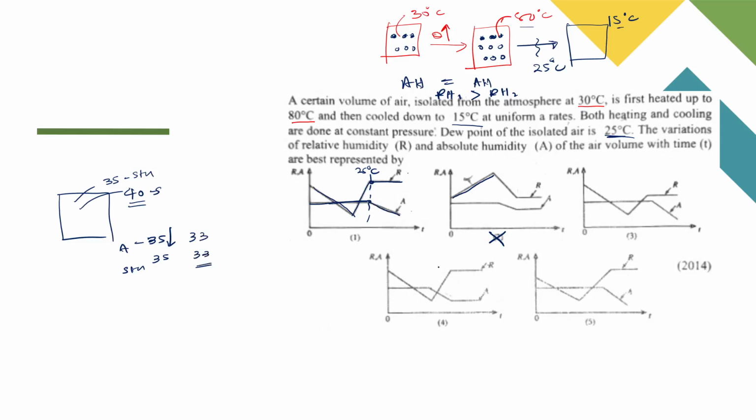Why not the other answers? If you look at this answer, when RH is becoming 100%, still AH has not started to decrease. Here, before RH becomes 100%, AH reduces. Here also the same. Even before RH becomes 100%, AH is reducing, which is not possible. Then the answer should be the first.